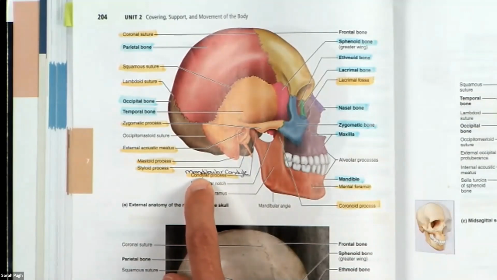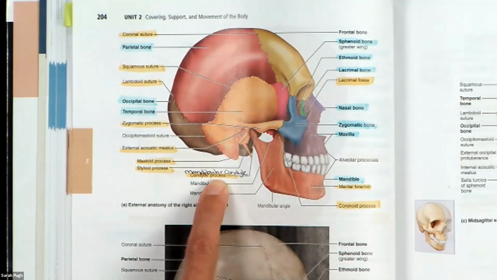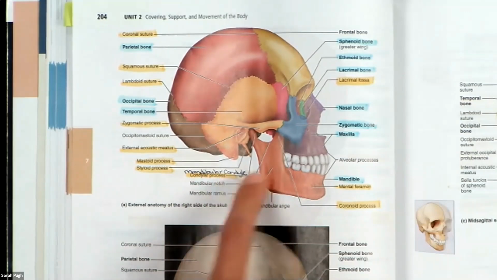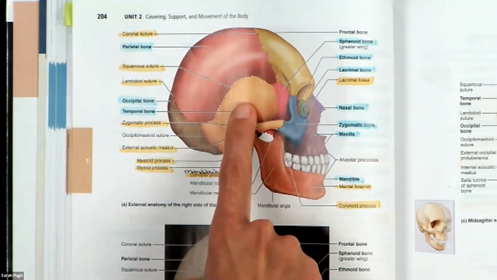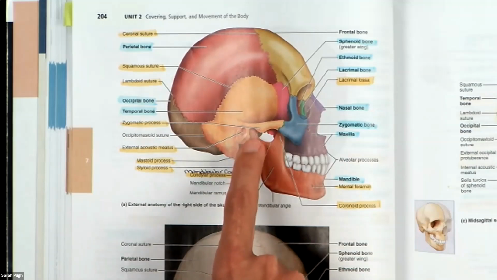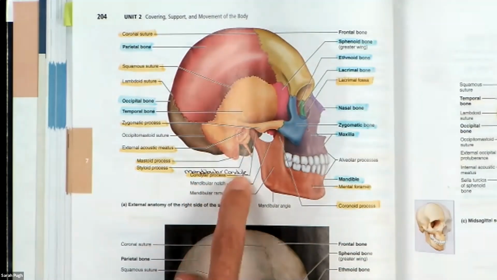This one right here is called the condylar process. That's what we call it in the textbook. In your lab PDF, we call it the mandibular condyle, and that's this right here. It's where the mandible connects into the temporal bone, so it's forming a joint. It's a big process there to form a joint. So again, I call it the mandibular condyle.